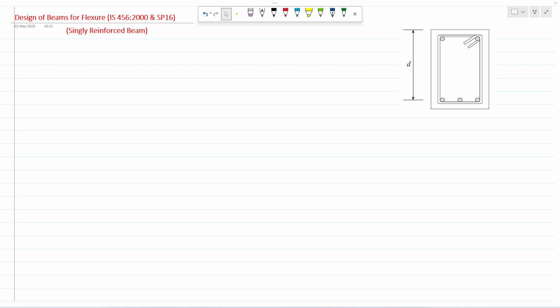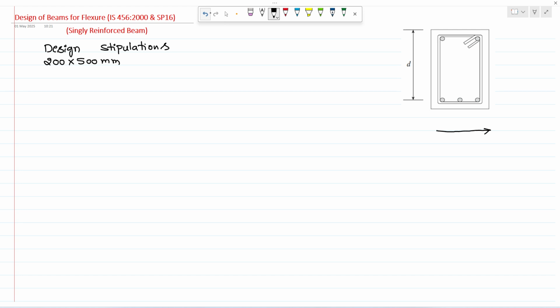So in this lecture we will be discussing the design of beams for flexure by using IS 456 2000 and SP16 methods. First we will take up the design of a singly reinforced beam. So my design stipulations are: beam size 200 into 500 mm.